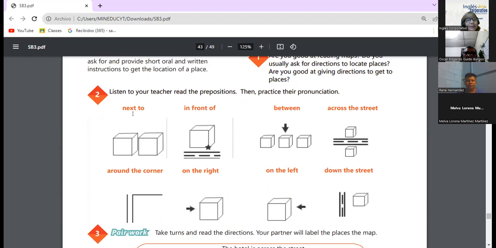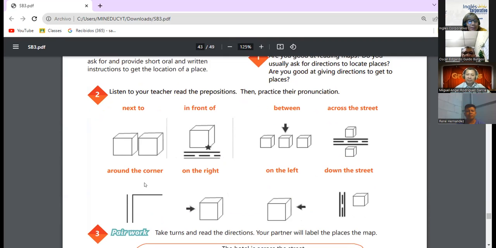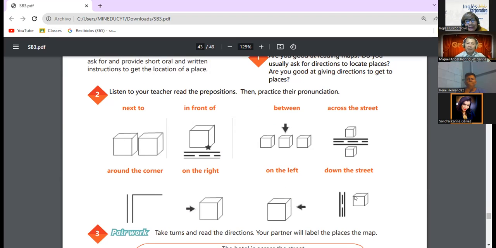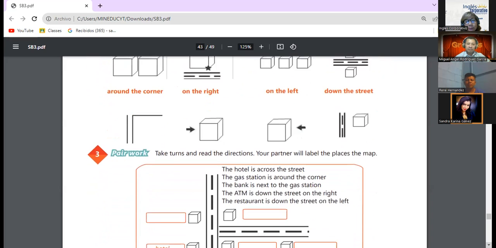Repeat, everybody. Next to. In front of. Between. Across the street. Around the corner. On the right. On the left. Down the street. Okay, next. Look at this map.